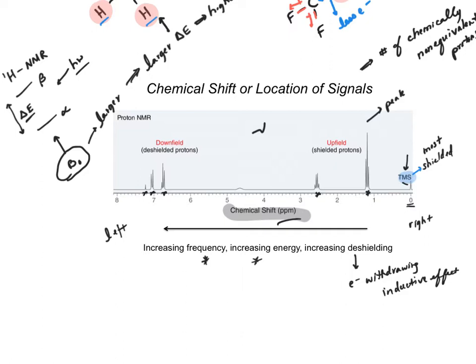Okay, so now we're going to go through a couple of just basic numbers about where you could expect to see protons overall, and then we're going to allow you guys to attempt to predict where you would expect to see certain protons in the NMR spectrum, okay?